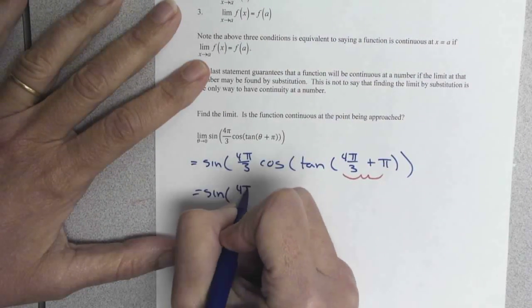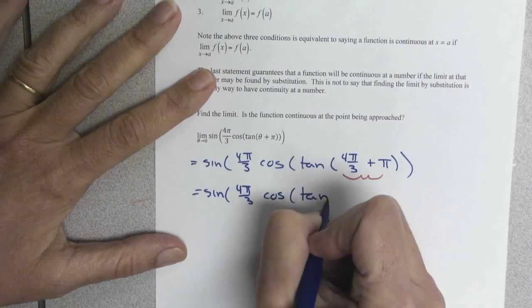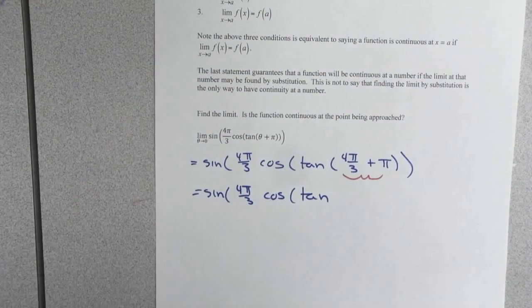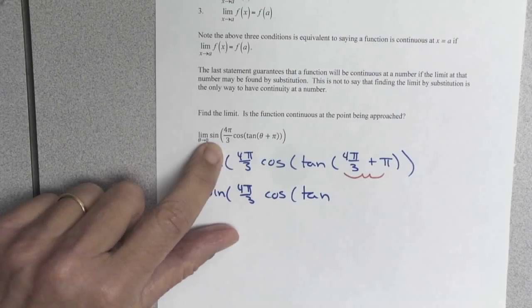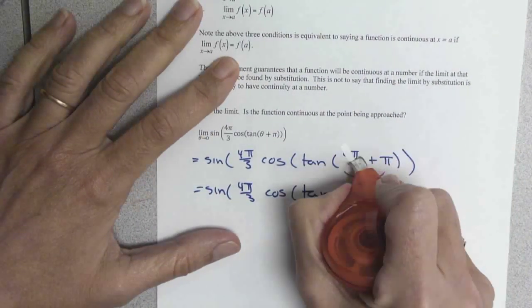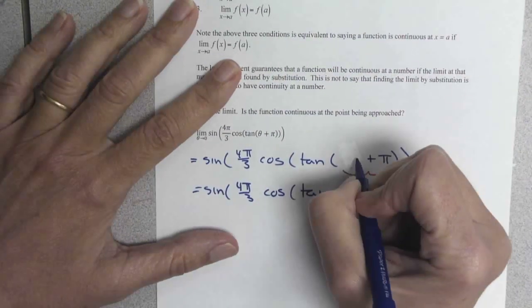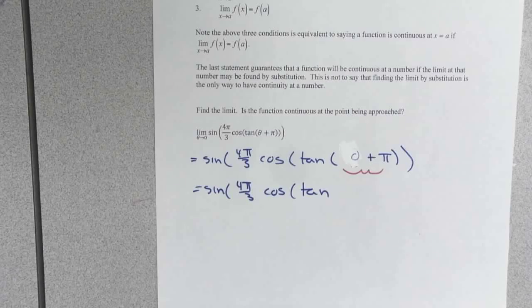Sine of 4 pi over 3 times cosine of tangent. Except I don't know why I plugged in 4 pi over 3. How about we plug in the number we're supposed to, which is 0. It's going to make things a whole lot easier. That's supposed to be a 0. That's a problem with lecturing to an empty classroom.